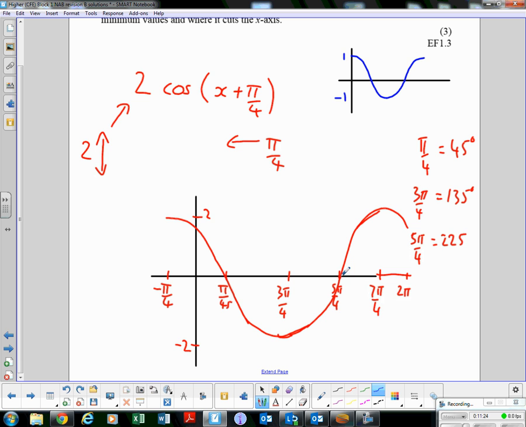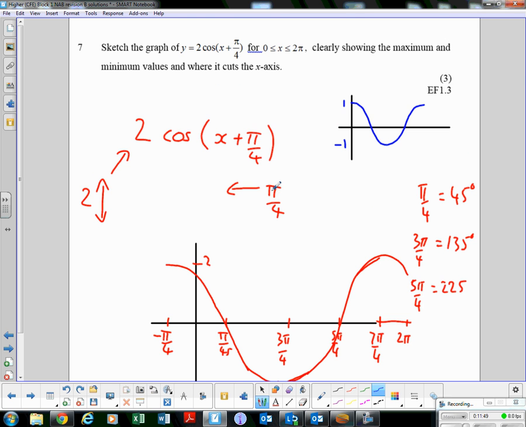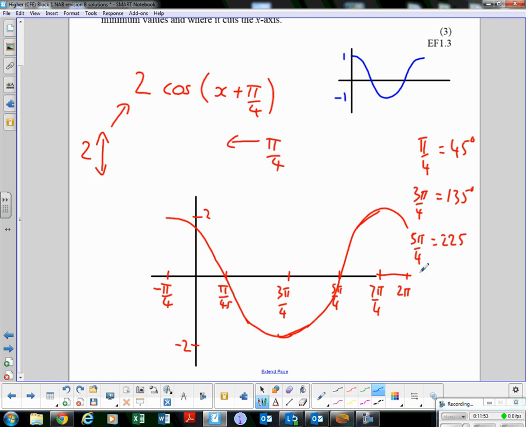225, again, count up from 135. 135 add 45 is 180, add 45 again is 225. 225 degrees is 5 times as big as 45 degrees, 5 times as big as pi by 4. It's 5 pi by 4 radians. And similar idea here, 7 pi by 4, 315 degrees, for exactly the same reason. We should also mark on 2 pi because we are being asked in the question 0 to 2 pi.